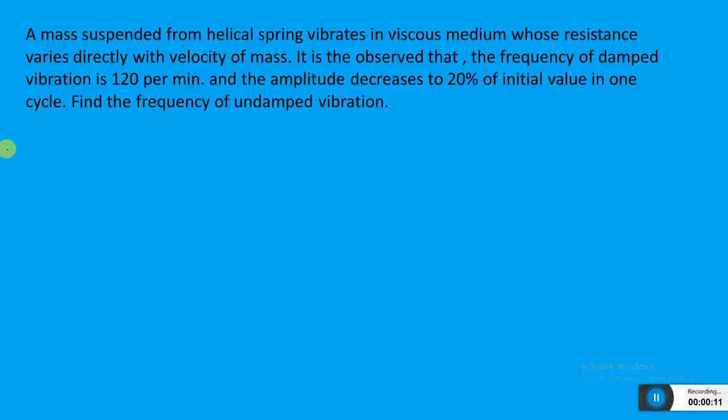So this is the second problem. The problem statement given: a mass suspended from the helical spring vibrates in a viscous medium whose resistance varies directly with the velocity of the mass. It is observed that the frequency of damp vibration is 120 per minute and the amplitude decreases to 20% of the initial value in one cycle. Find the frequency of undamped vibration. So the system given, it is a damped spring mass system.